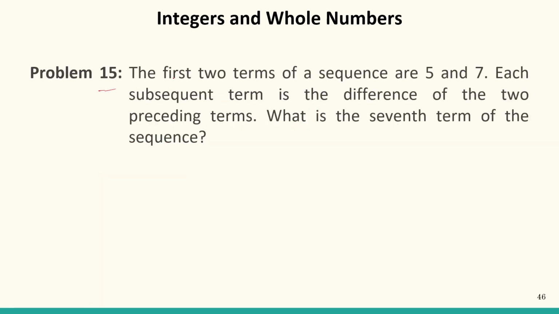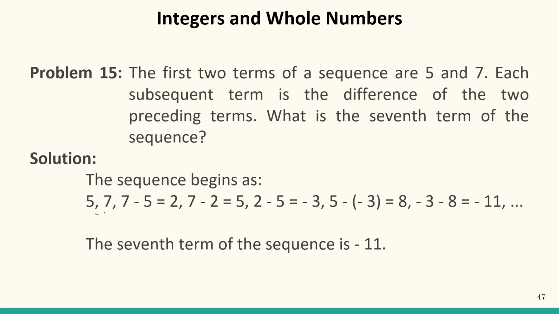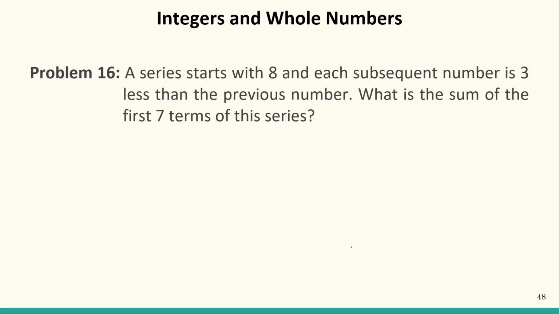Let's see problem number 15. The first two terms of a sequence are 5 and 7. Each subsequent term is the difference of the two preceding terms. Then what is the seventh term? 5, 7, 7 minus 5 is equal to 2, 7 minus 2 is equal to 5. So 2 minus 5 is equal to minus 3. 5 minus minus 3 is equal to 8. So minus 3 minus 8 is equal to minus 11. So the seventh term of the sequence is minus 11.